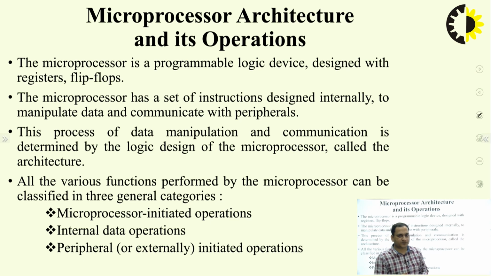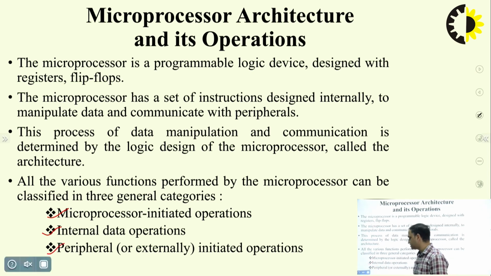But what are the different operations or functions that can be performed? These functions are classified in three ways. The first one is microprocessor initiated operations. The second one is internal data operations. And the last, peripheral initiated operations, we call them externally initiated operations. We will go one by one to understand the functions of microprocessors.